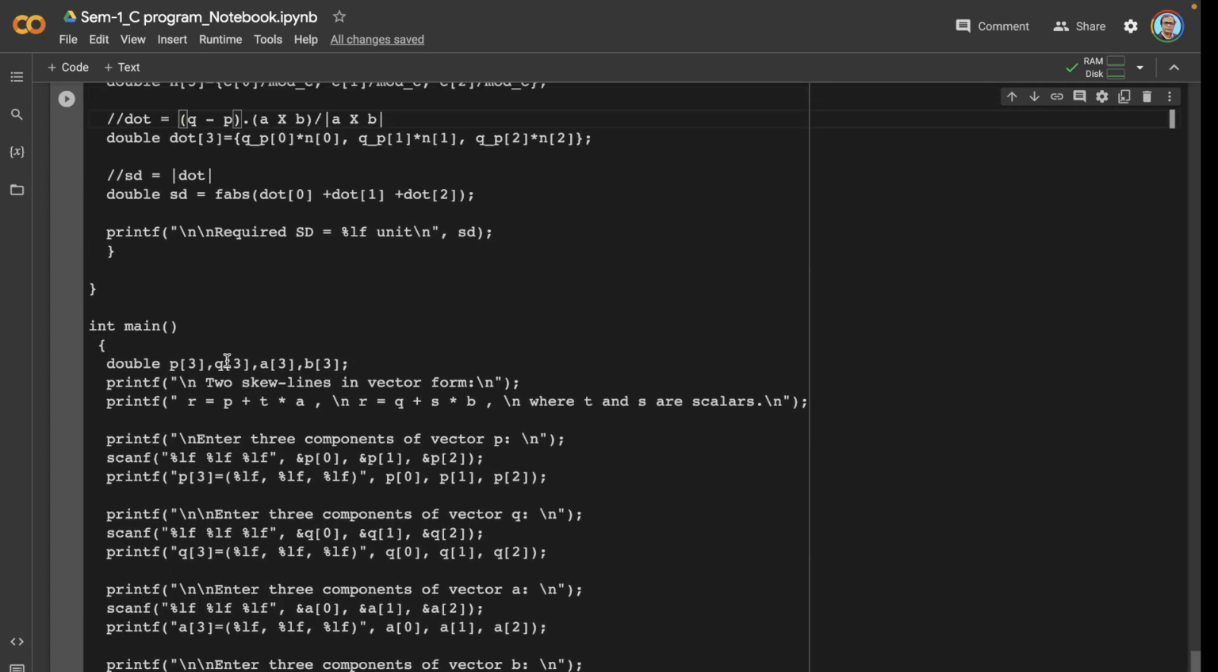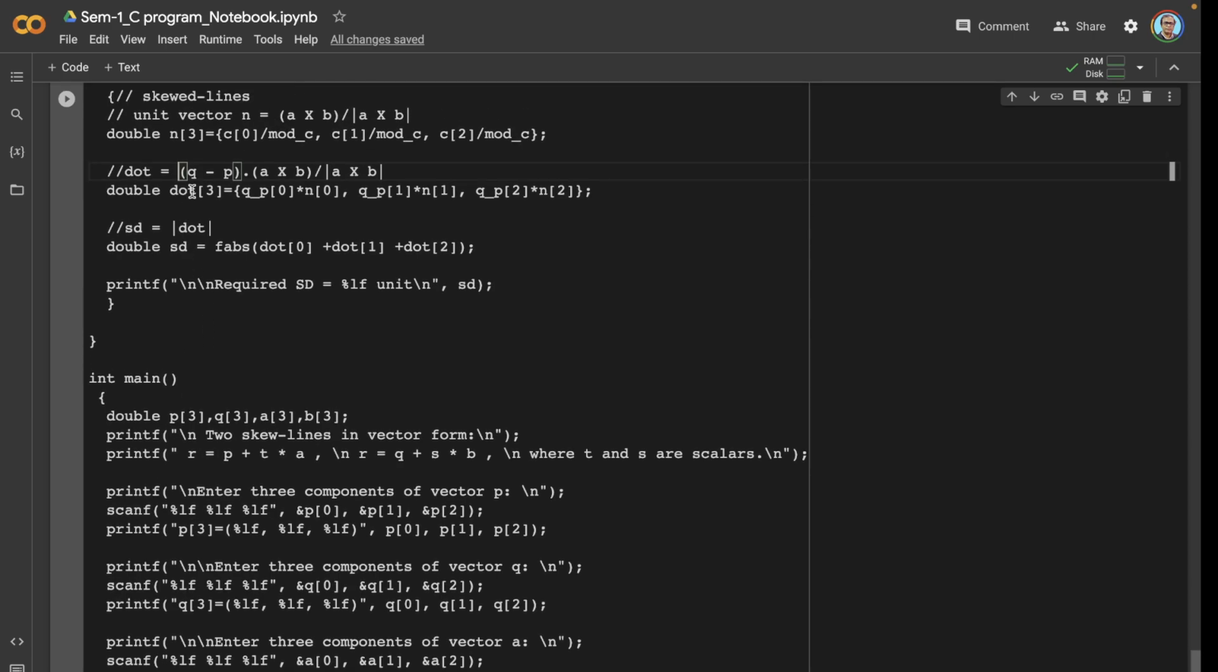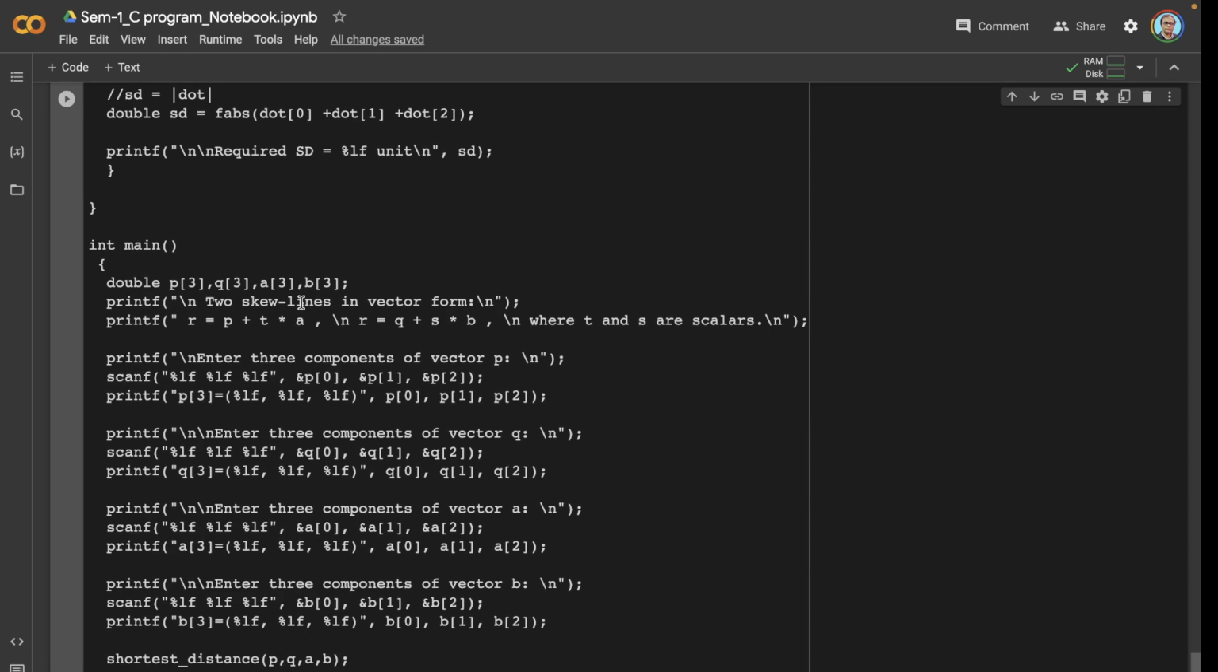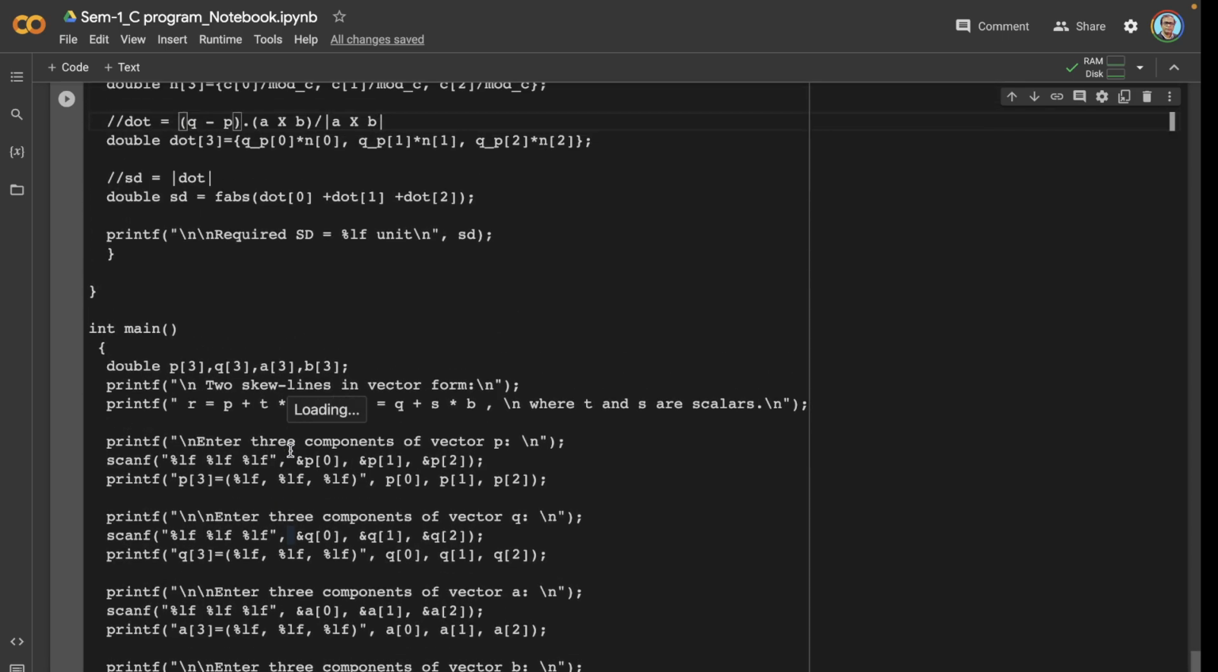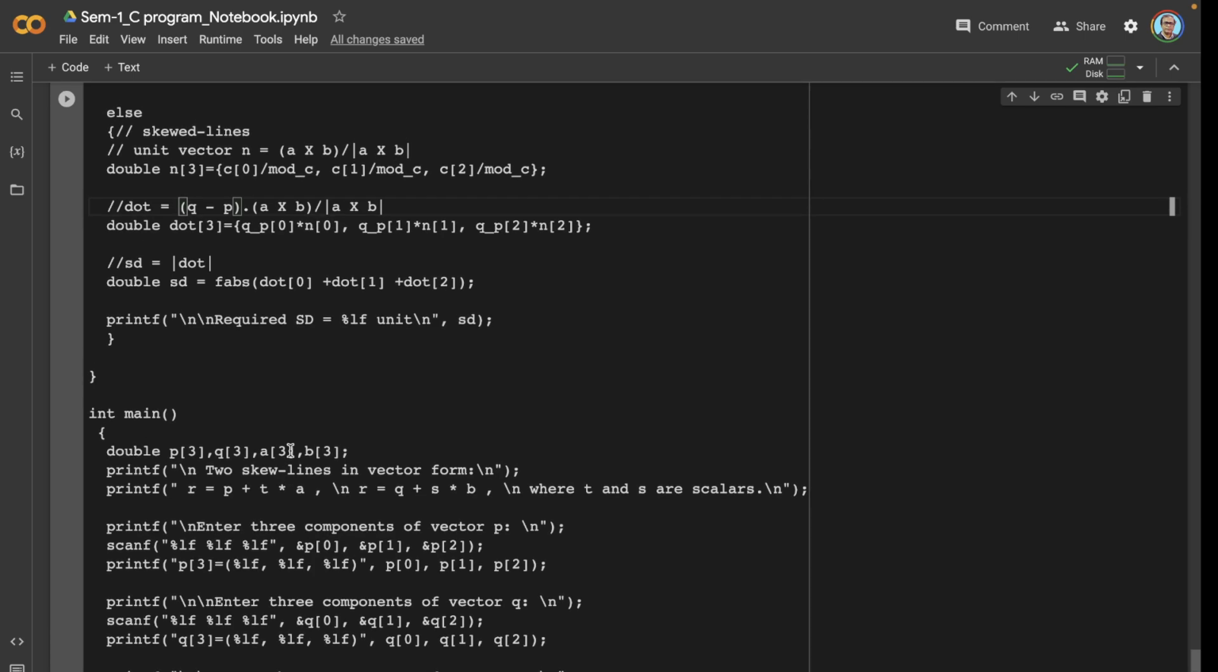Two skew lines in this, actually dot here Q minus P dot this. A1 A2 plus B1 B2 plus C1 C2. Actually this dot product, eta into eta plus eta into eta plus eta into eta. Actually component, we get component, and modulus of this means dot of this.